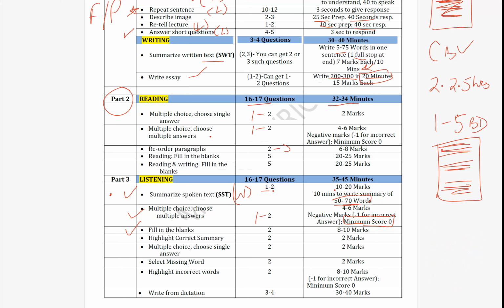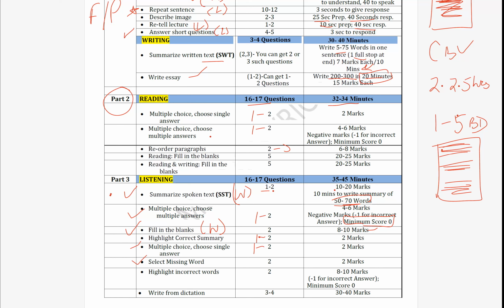Fill in the blanks, very important question type again, because it checks your spelling, so it affects your writing score. You must practice this. As you can see, it is worth 10 marks as well. You will definitely get 2 questions. Highlight correct summary, 1 or 2 questions. Okay, you listen to a recording and then there are 3 to 4 options in front of you. You have to choose one correct option out of this, and it can be 1 or 2 marks. Multiple choice single answer, again 1 or 2 marks.